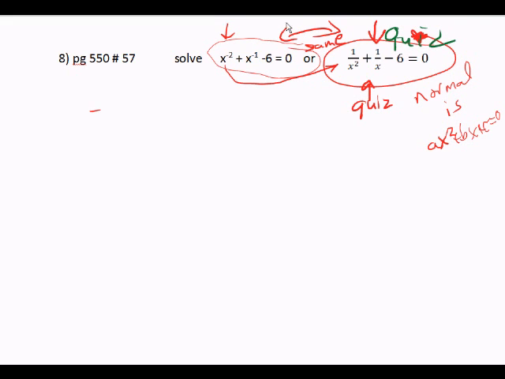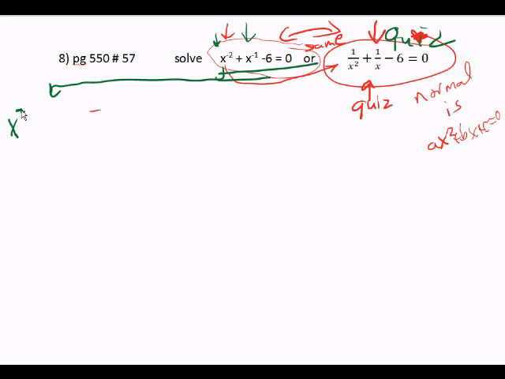So on the quiz, it's going to look like this. I want you to change it to this. 1 over x squared is really x to the negative 2. 1 over x is really x to the negative 1. And then we're going to go through that process.